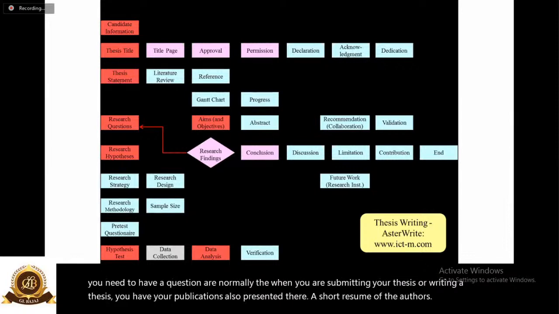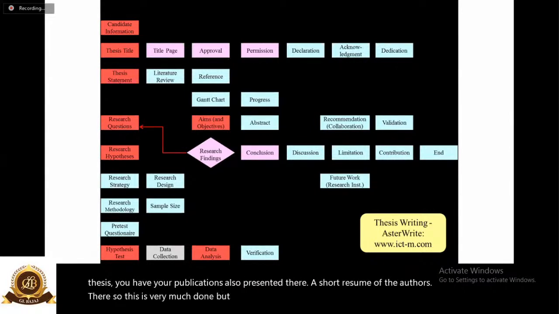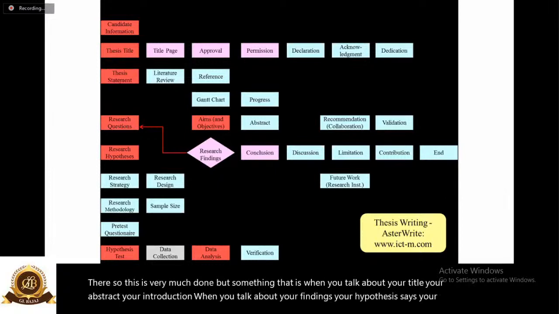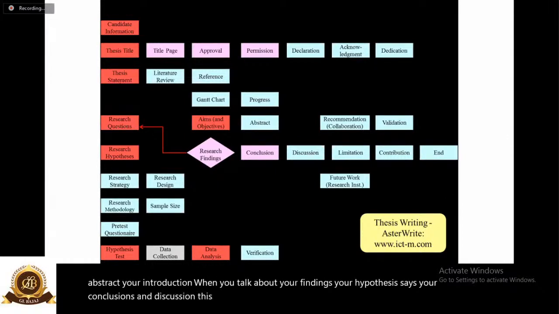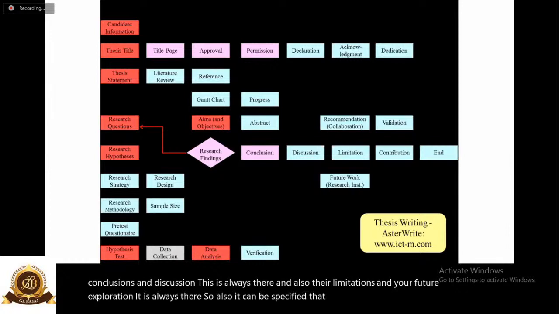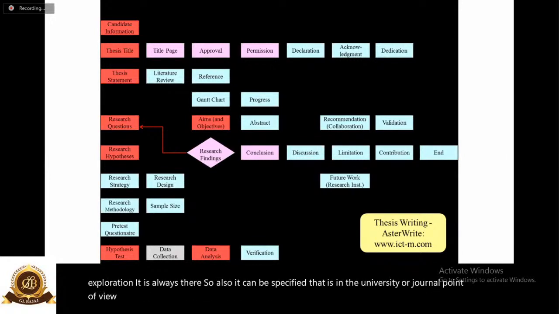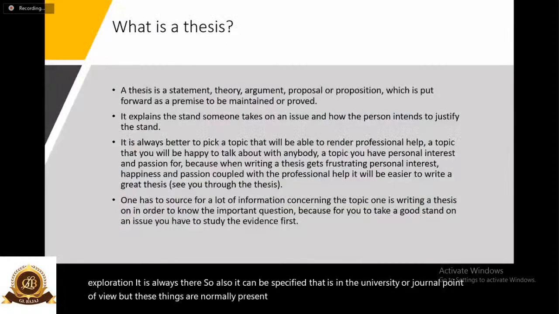But when you talk about your title, your abstract, your introduction, your findings, your hypothesis, your conclusions, and discussion, these are always there. Also the limitations and your future explorations are always there. Although it can be specified from a university or journal point of view, these things are normally present in any kind of novel thesis.